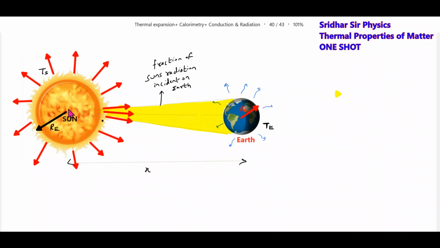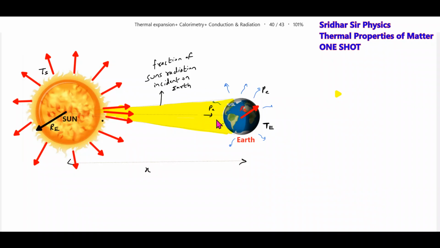This is the sun, which will emit radiation in all directions. Let Ts be the surface temperature of the sun, Rs be the radius of the sun, x the distance between the sun and the earth, RE the radius of the earth, and T its temperature. The earth will be emitting radiation and at the same time absorbing. Then at equilibrium, the power emitted by the earth should be equal to the power absorbed.